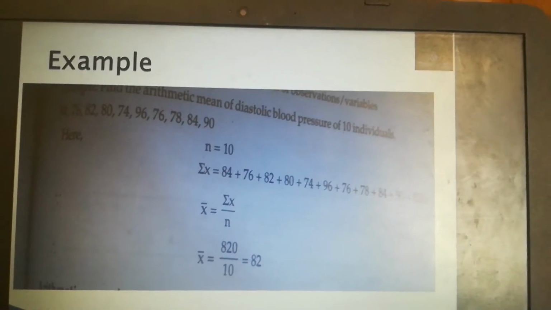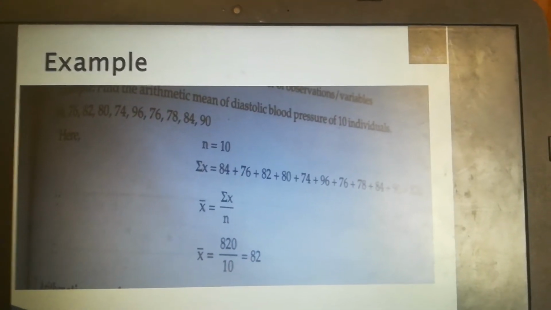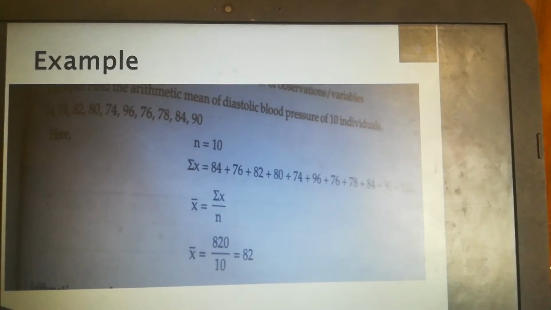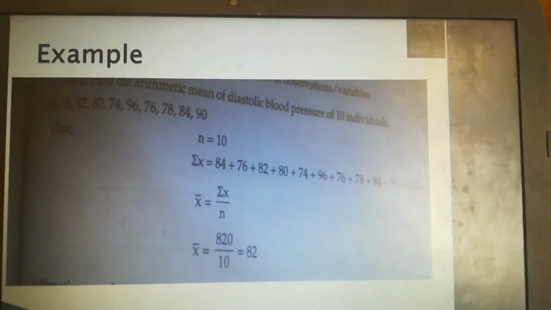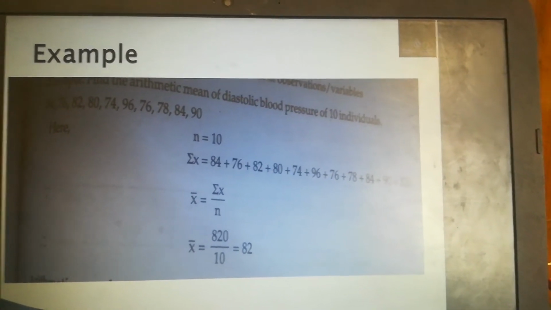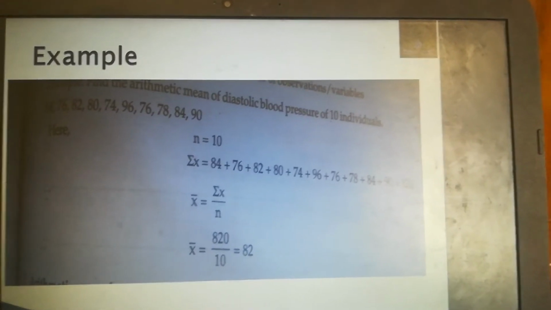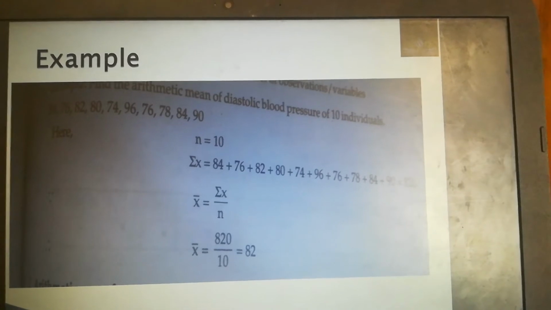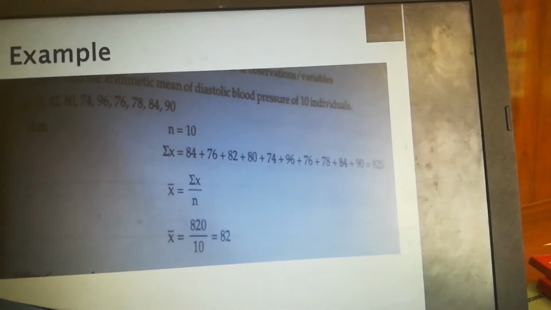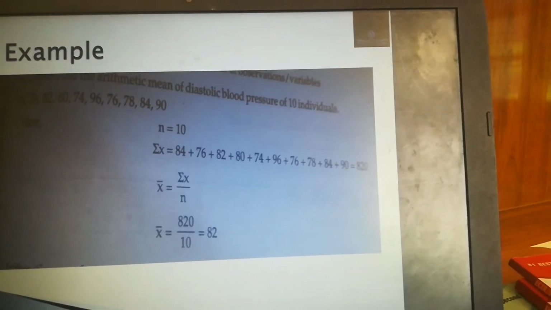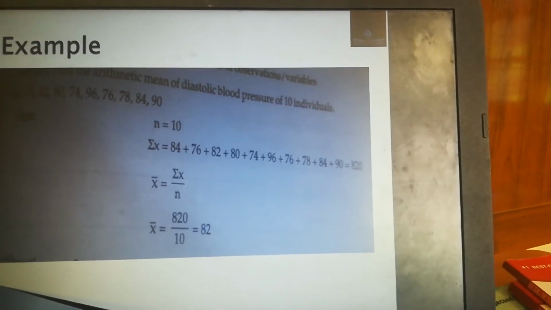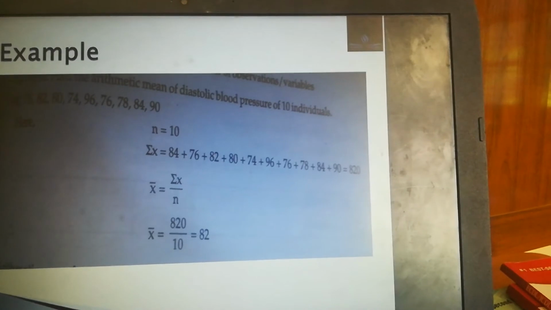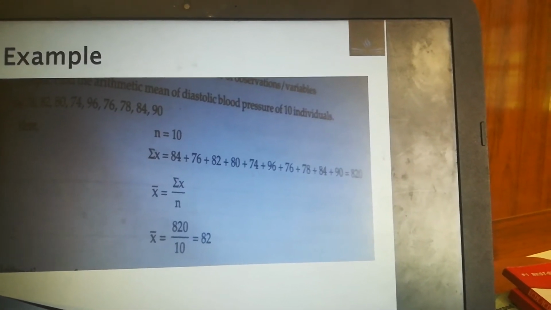Here the diastolic blood pressure of 10 individuals are given: 84, 76, 82, 80, 74, 96, 76, 78, 84, 90. So we know that these are discrete values. There is no continuity and the total number is 10. So what we need to do? Summation x, all the values, 84 plus 76 plus 82 plus. So we get a total of 820. That is the summation x.